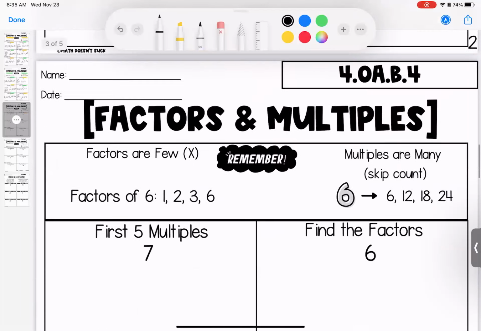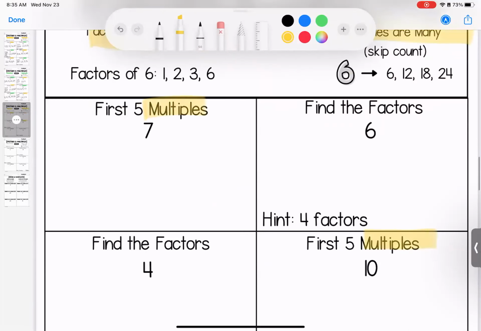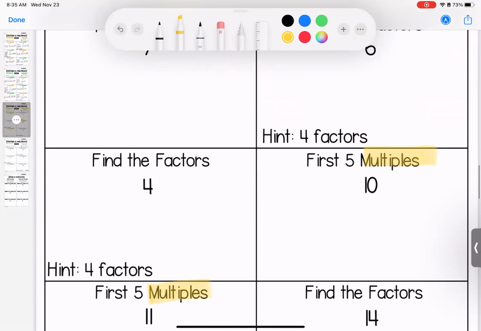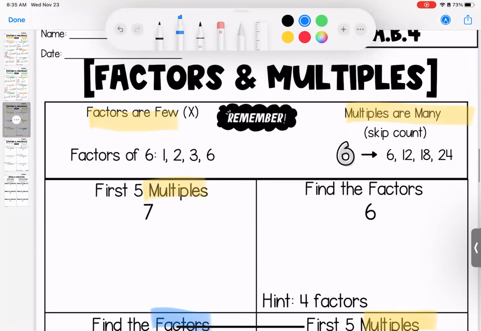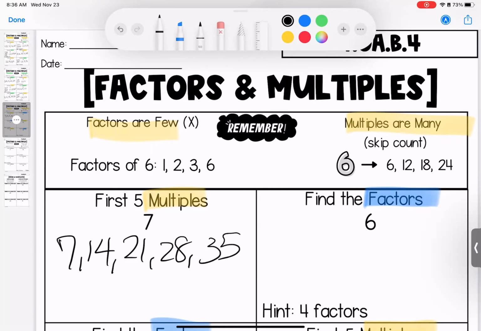Looking at our next page, this is another page of factors and multiples. Remember, factors are few, multiples are many. I can tell you exactly how many factors there are, and I can tell you exactly how many multiples I like, but they go on forever. First 5 multiples of 7. 7, 14, 21, 28, 35.